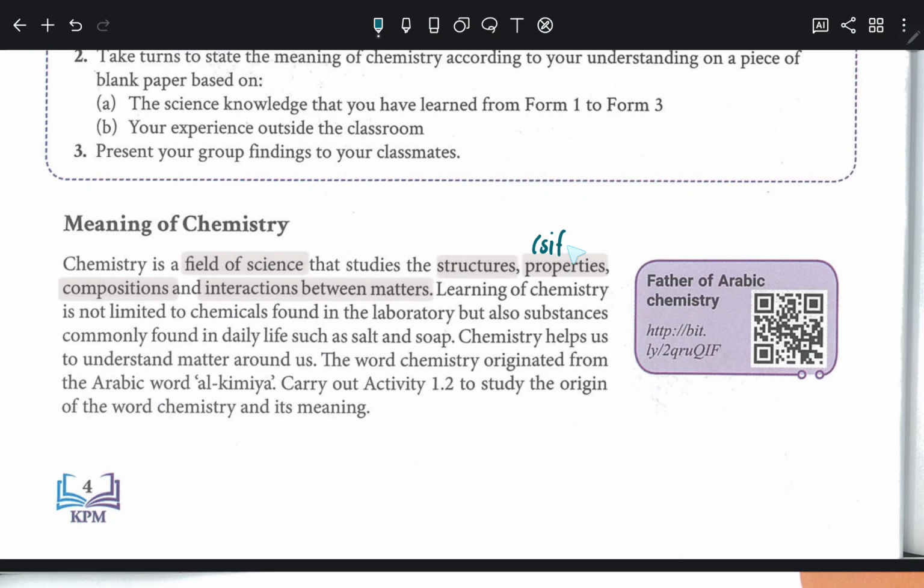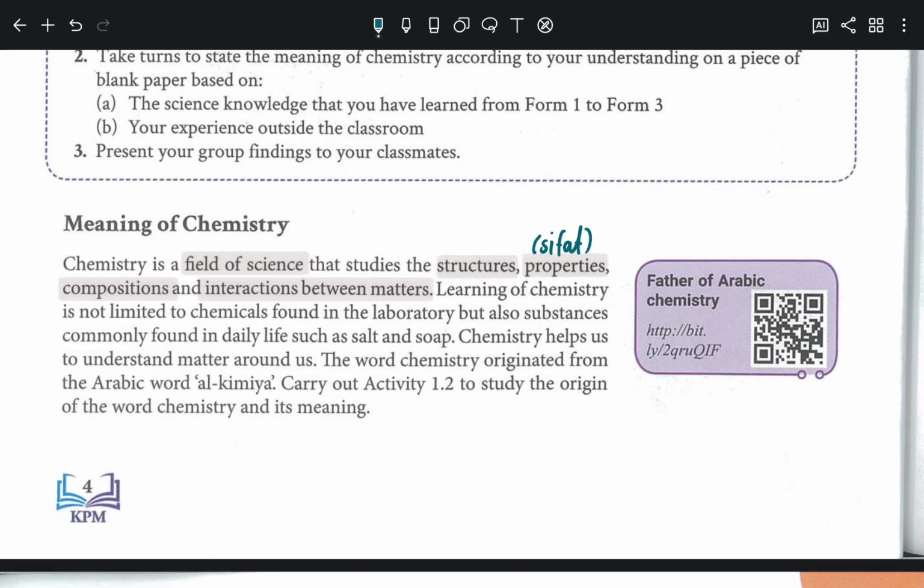So dulu form 1, form 2, form 3 bahasa Melayu, dan sekarang tiba-tiba bahasa Inggeris, you can take note. Properties are sifat. Compositions is the kandungan. Okay, let's say now in my hand I have double mint candy. In the double mint candy, kalau you tengok in the nutrition information, you will have energy, carbohydrates, total sugar, protein, fat, sodium, and so on. So all of that are compositions. What is inside the thing, apa yang ada dalam benda itu, is called composition.